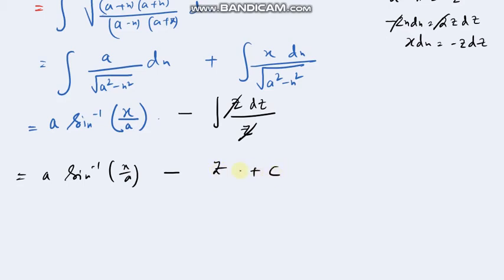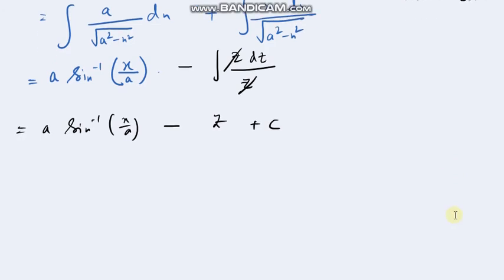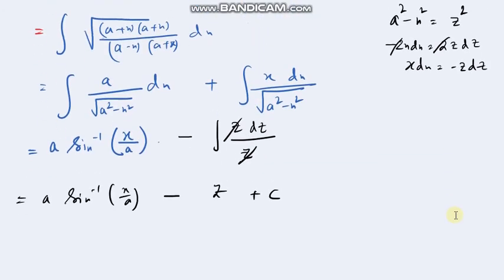that is z plus c. If there is more than one integration in one sum, when you do the last integration, that time please put plus c. Your z square was a square minus x square. So z will be root over of that, so a sin inverse x divided by a minus root over of a square minus x square plus c, right?